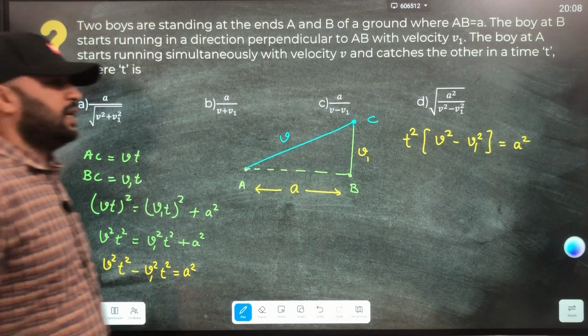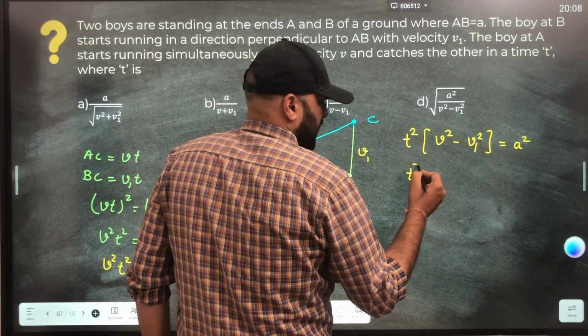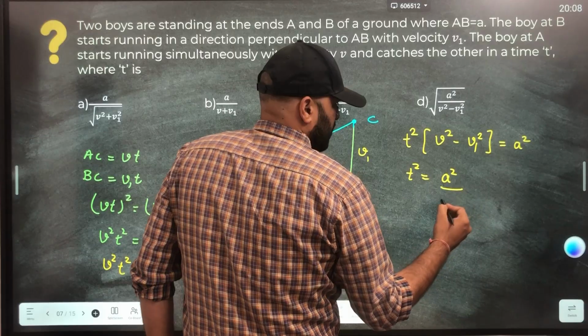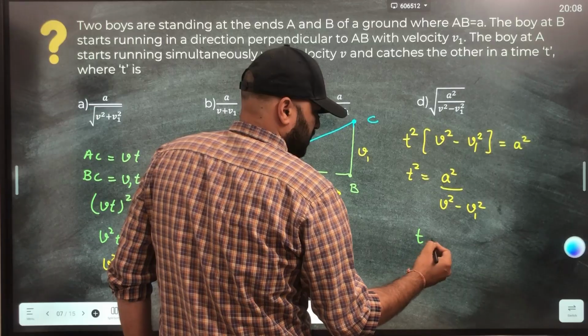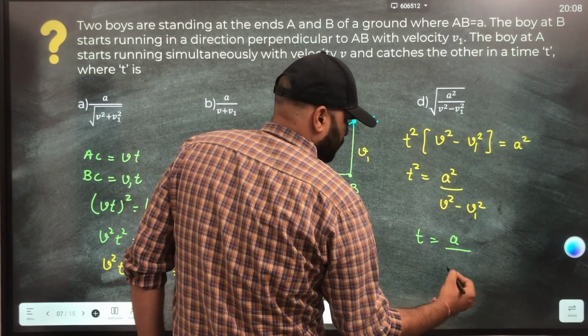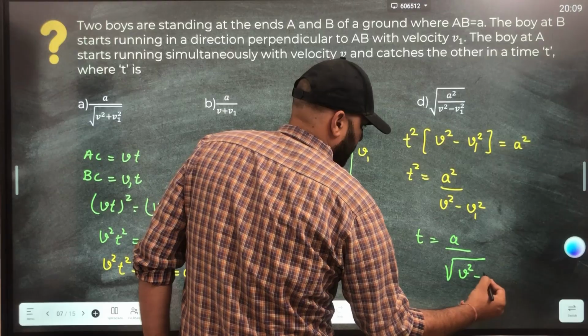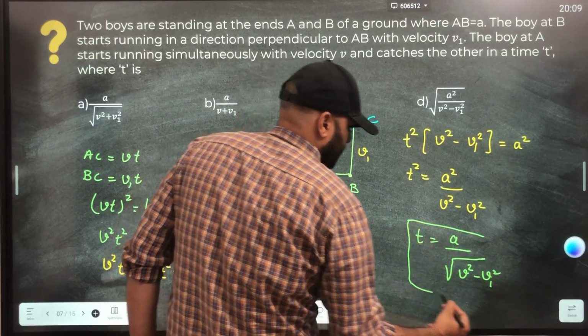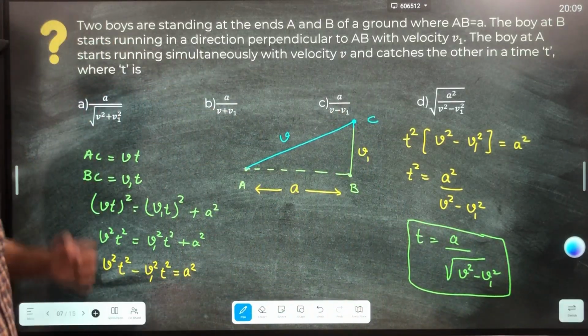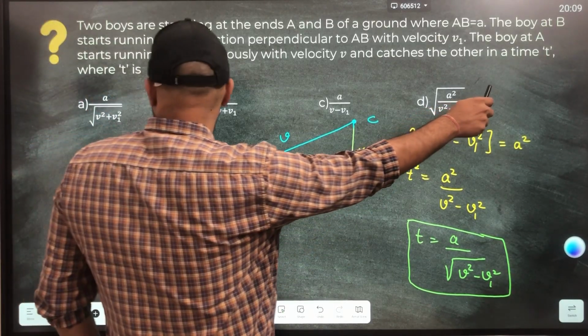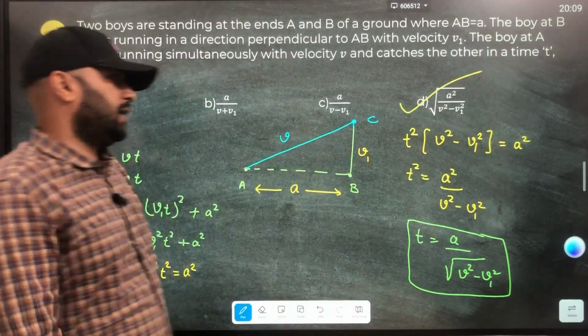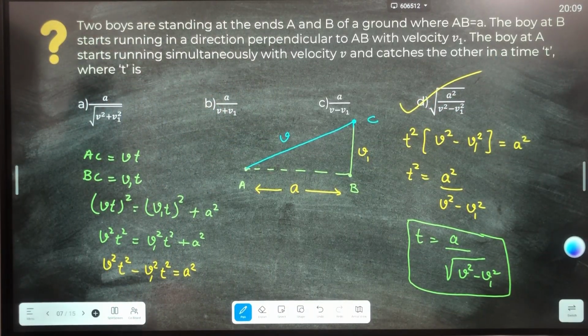Now let's take this whole thing below. So T square will be equal to A square upon V square minus V1 square. And taking the root, A square root will give me A, and this whole thing will be under the root, V square minus V1 square. This is our time. So the correct answer is A upon root of V square minus V1 square. So correct answer is option D. I hope this is clear. Understood? Quite simple problem from relative motion in 2 dimensions. Let's see the next question.